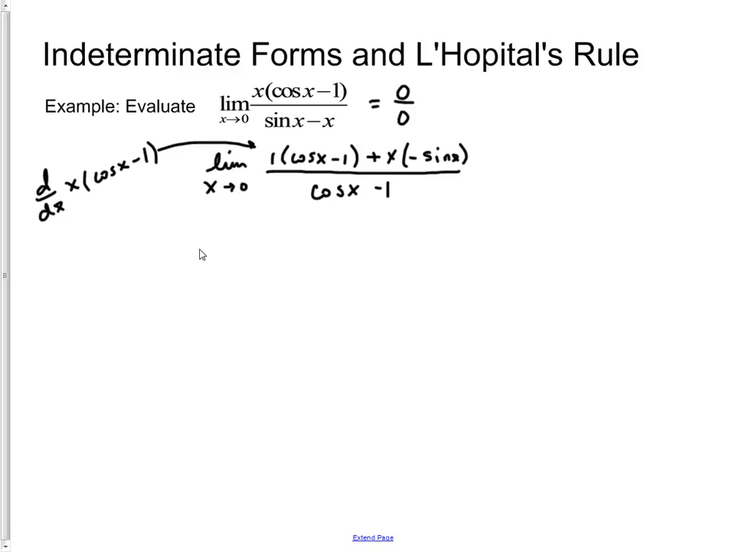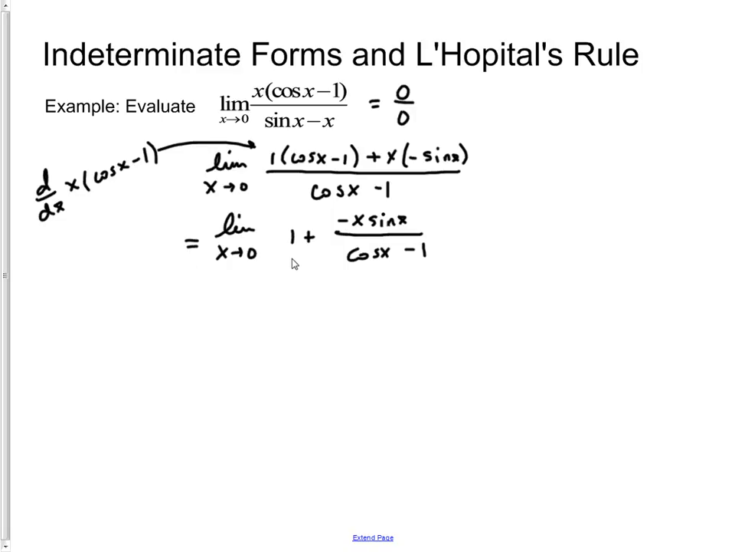What could we do right here? Well, it might be fruitful to rewrite this fraction. In fact, we're going to have the limit as x approaches 0 of 1 times cosine of x minus 1 over cosine of x minus 1. Well, that's just 1. Plus, and then we're going to have negative x times sine of x over cosine of x minus 1. Now, does that help us?